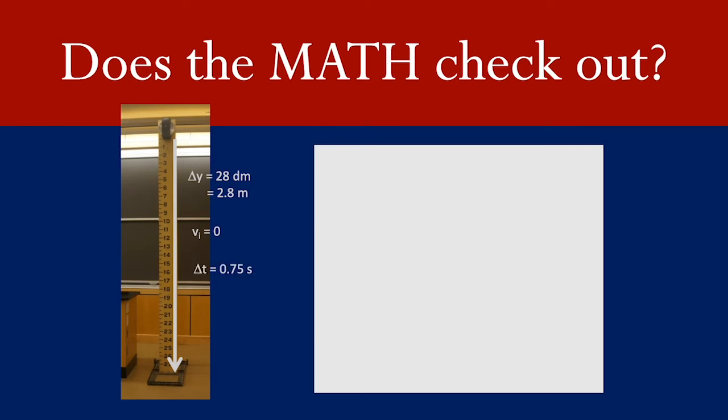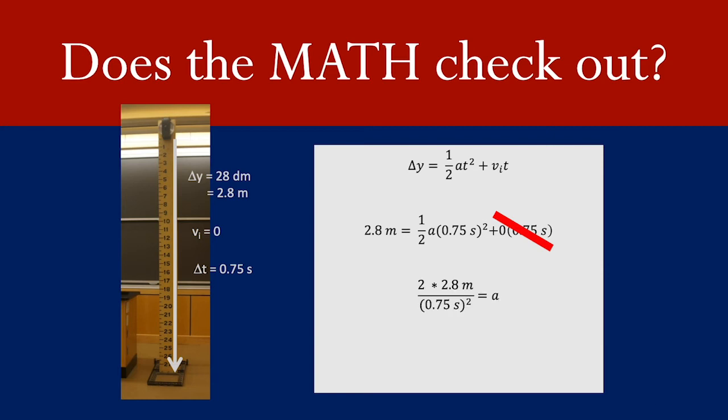If we apply kinematics equations, this is the equation we would end up using. If we substitute our values in there, the initial velocity times time term would actually end up going away because the initial velocity is zero. So we end up working with this term for the acceleration of the dropped ball. If we crunch those numbers, we end up with an acceleration of approximately 10 meters per second per second, which is pretty close to the accepted value of 9.8 meters per second per second for the acceleration of gravity on Earth.